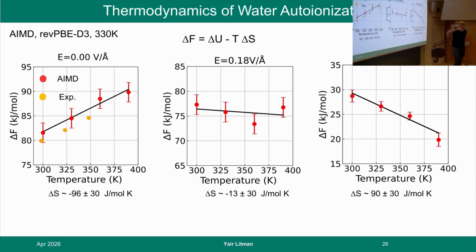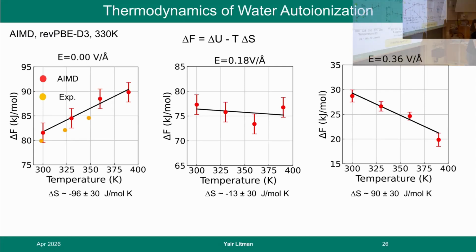If we plot the free energy as the change in internal energy minus temperature times the change in entropy, we see that we go from a positive slope, which means negative entropy, to a negative slope, which means positive entropy. So in the next few slides, I will try to give you an idea of what's going on.